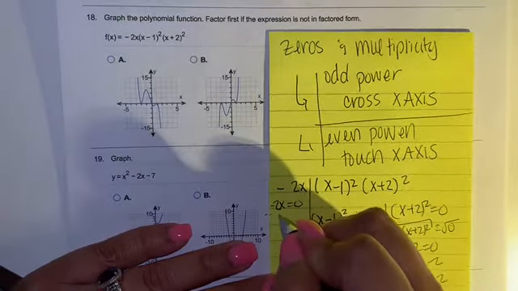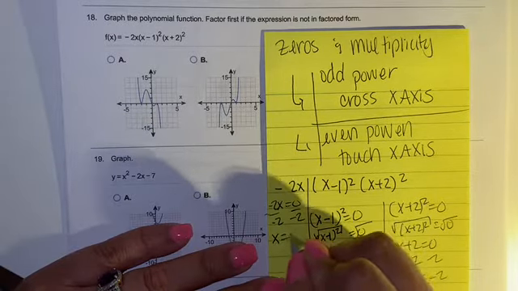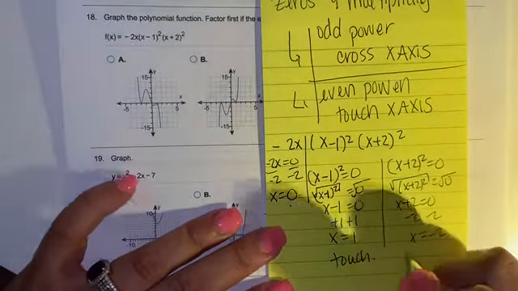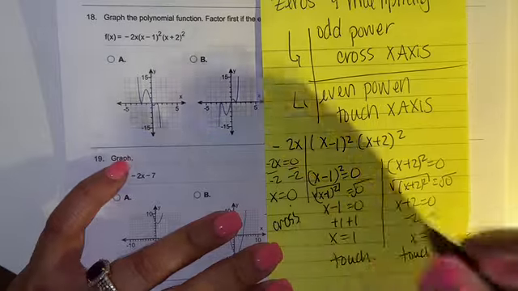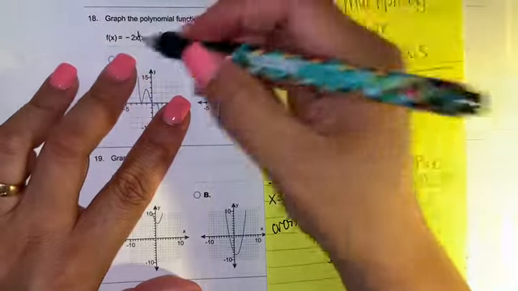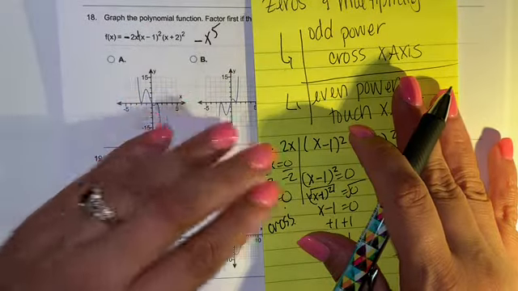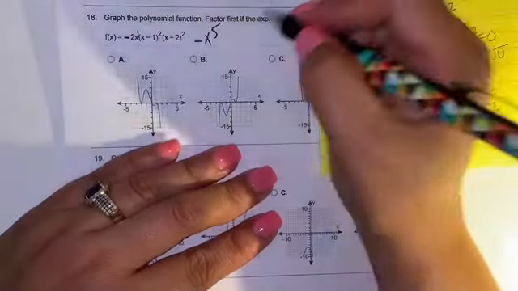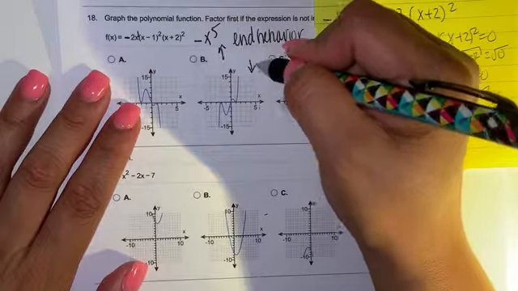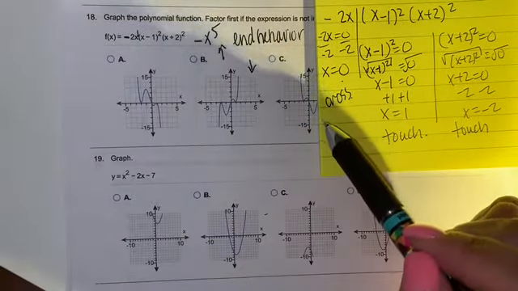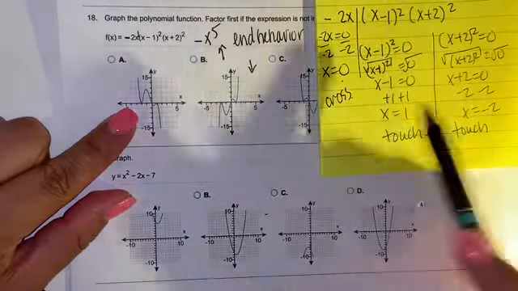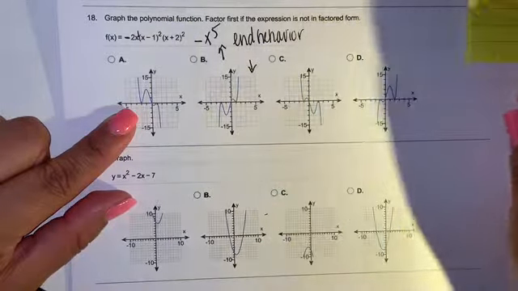Negative 2x equals 0. Divide both sides by negative 2. x equals 0. So this is going to cross. This is going to touch. Touch. And cross. Let's see, our power of the exponent, this is a 1. So it's an x to the 5th, but it's a negative x to the 5th. So we also know that the end behavior is going to rise on the left and fall on the right because it's an odd number power. Okay. So let's find the end behavior that rises on the left and falls on the right.